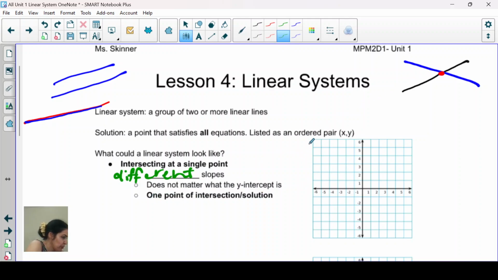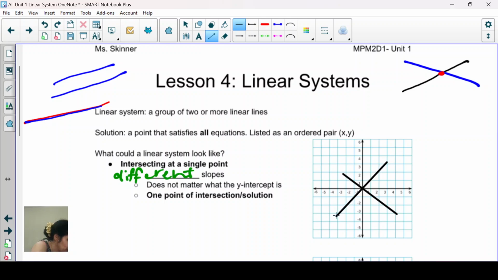So it means that two lines can be like this. Let me show here. You have one line here and another line here. They have different slopes and they have the same y-intercept.